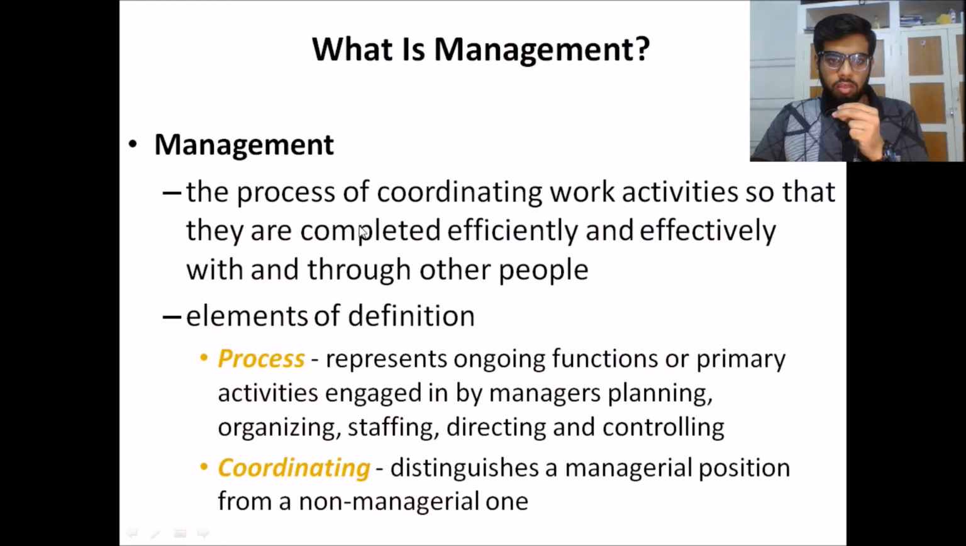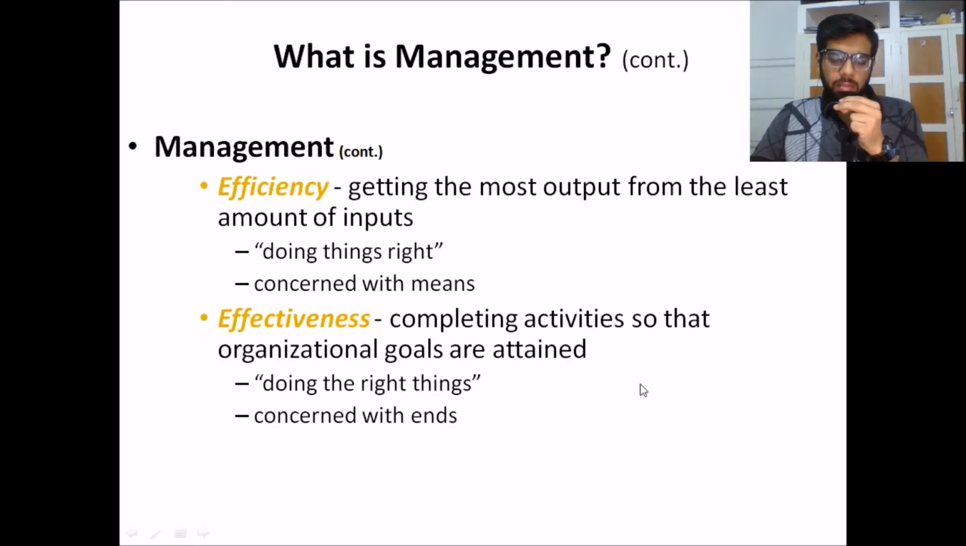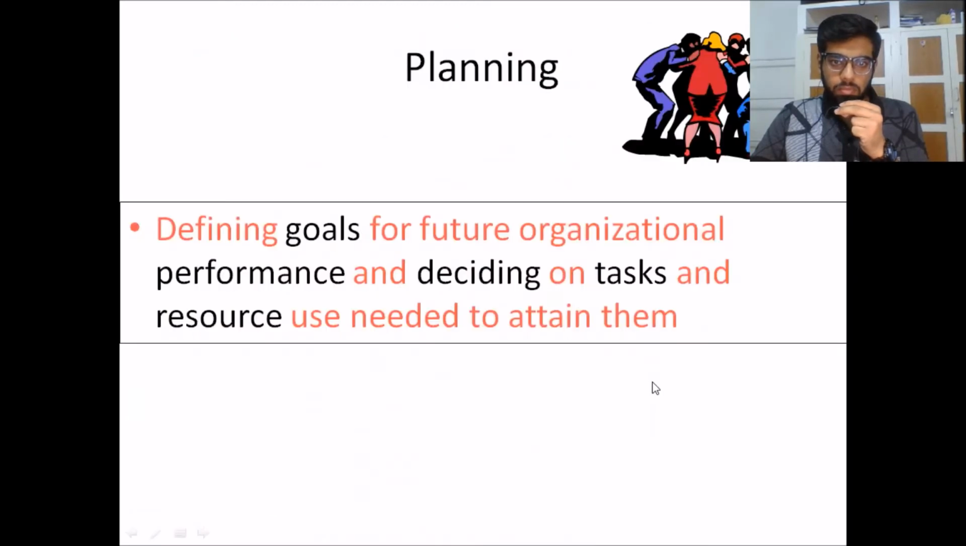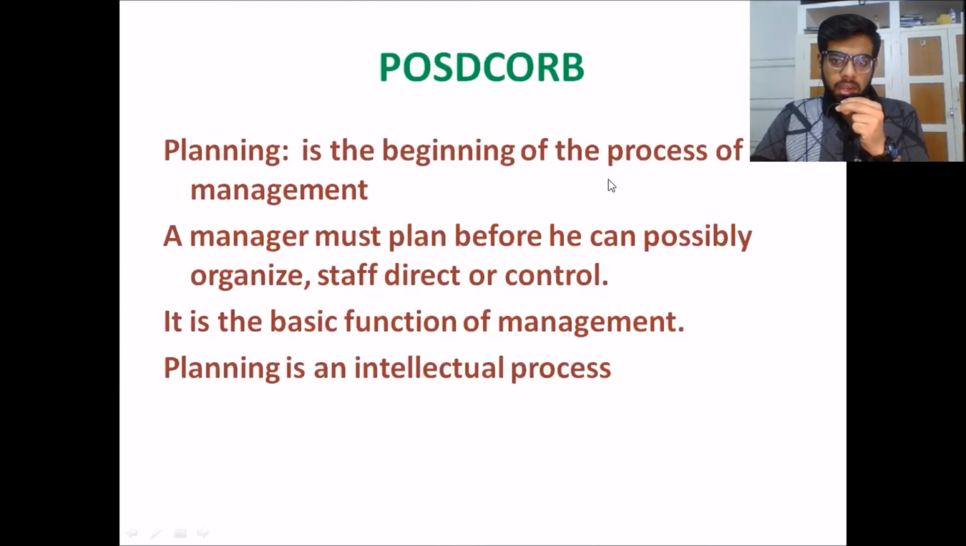Alright. So what is management? First we'll discuss. Management is the process of coordinating work activities so that they are completed efficiently and effectively with and through other people. Okay, we'll see management in some other class. Today we'll discuss planning. Planning is the beginning process of management. A manager must plan before he can possibly organize, staff, direct or control. So it is the basic function of management, and planning is always an intellectual process.